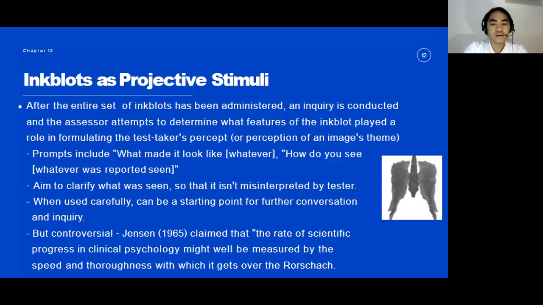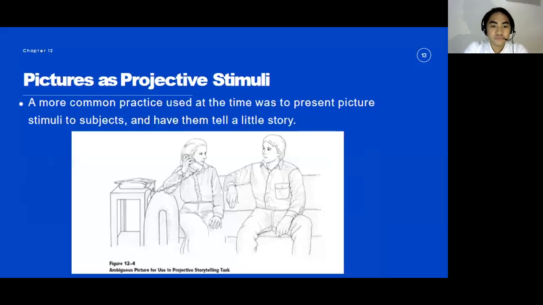Jensen, who was a cognitive psychologist but a very respected man, claimed that the rate of scientific progress in clinical psychology might well be measured by the speed and thoroughness with which it gives over the Rorschach. So that's kind of harsh, but luckily Rorschach wasn't alive to read that.